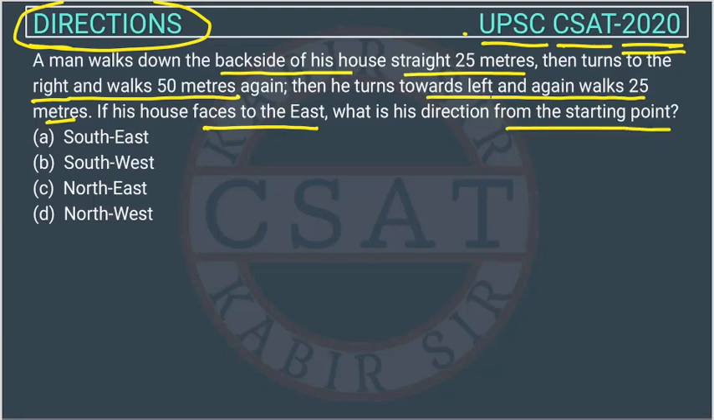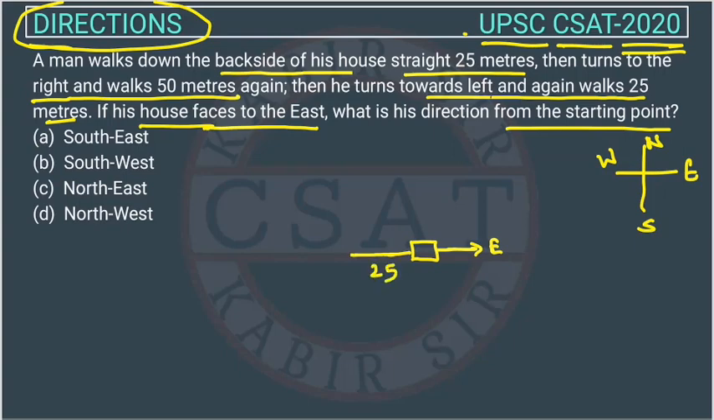Right. So as I told you, whenever you see a direction question, what should you do? You should draw this diagram, right? This is north, south, east and west. Okay, now we will start. Like this is a house, okay, and it is facing east. They have mentioned here, right? So this is east. So he started, the man walked down from the backside, he started from here, right? And of his house straight 25 meters, and going 25 meters and then turn to the right, right? So he is facing this side. So the right will be this side, okay, and walks 50 meters, right?